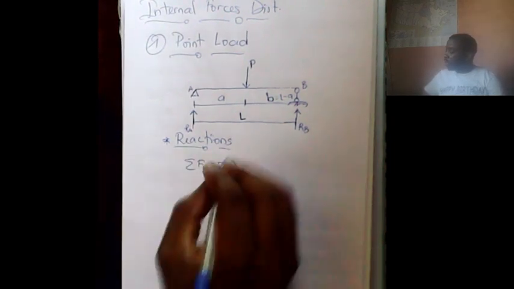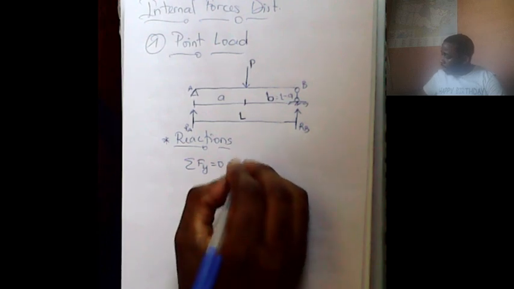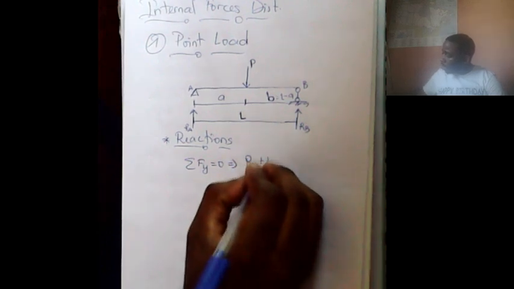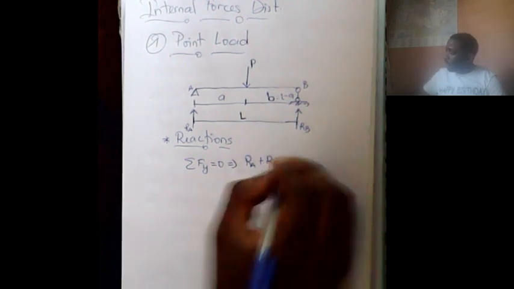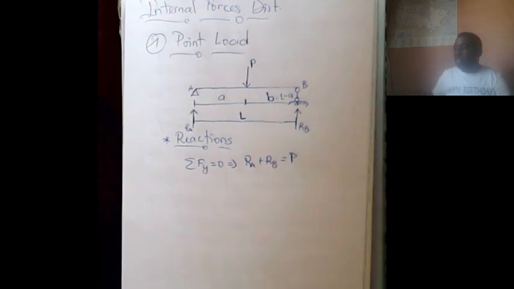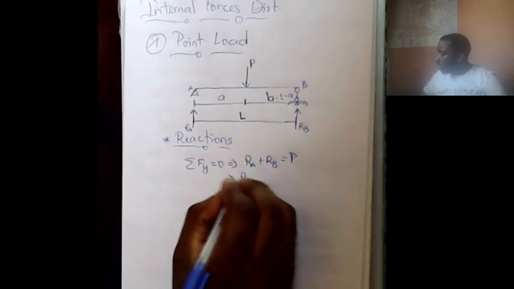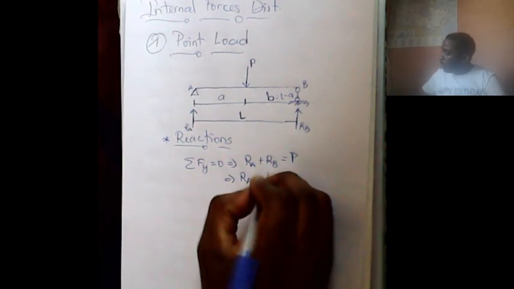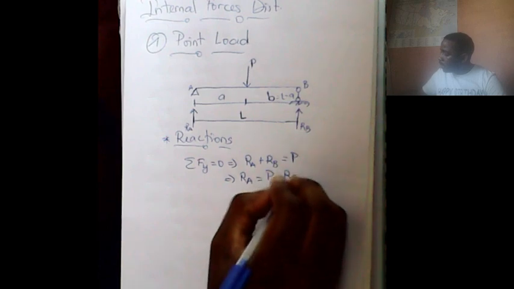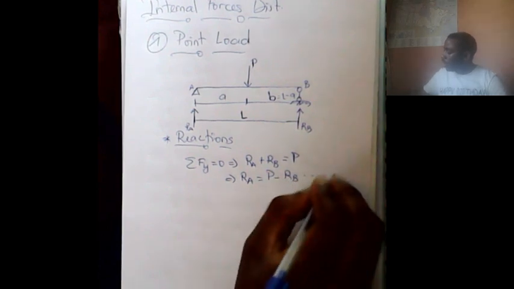By implication, RA plus RB will have to be equal to P. Okay, so RA plus RB minus P is equal to zero. P goes the other way, so it will be equal to P. In fact, by implication, we have RA equal to P minus RB. We'll call that equation one.